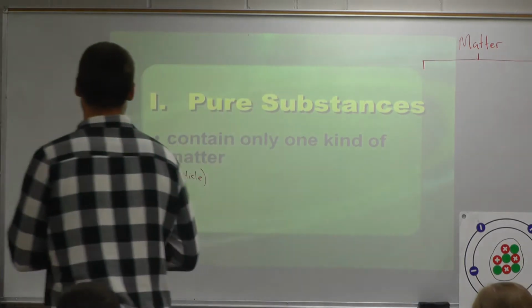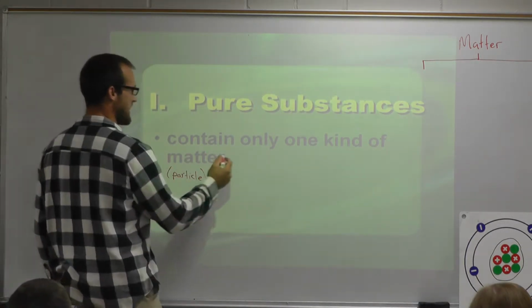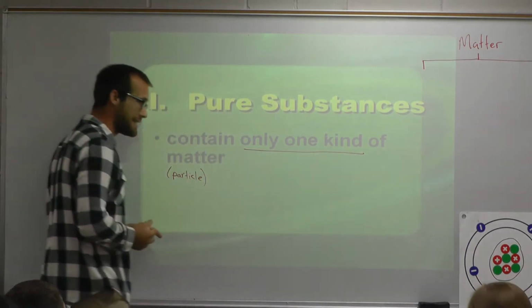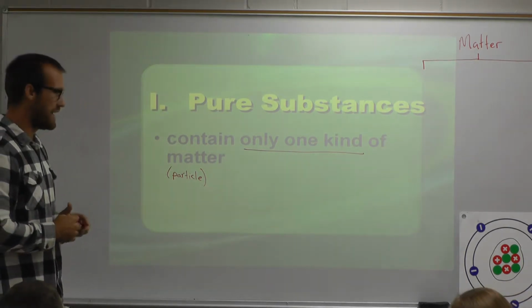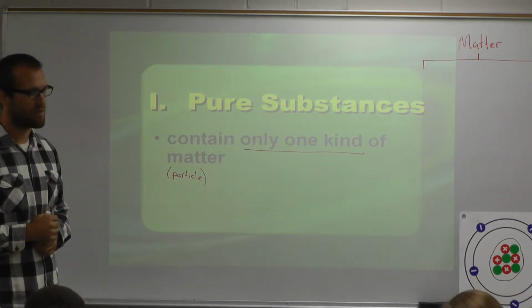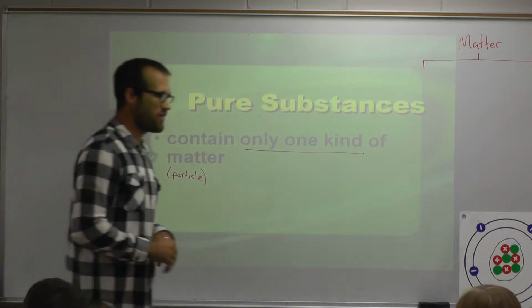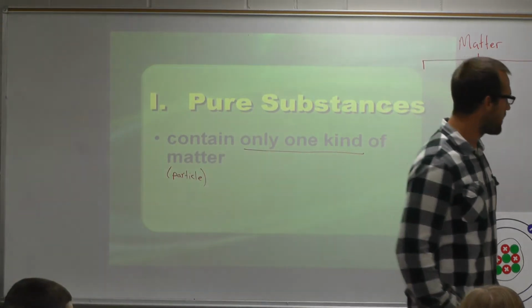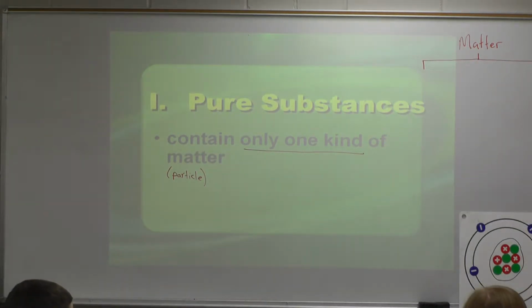Okay, particle. Let me describe what I mean by a particle. First, it says only one kind of matter, one kind of particle. This could be a variety of things. Let's just start with the very first thing that could be pure. We could say I have pure lithium. That means all I have is lithium atoms, correct? Okay, that's one type of particle, but it's not the only kind of particle.